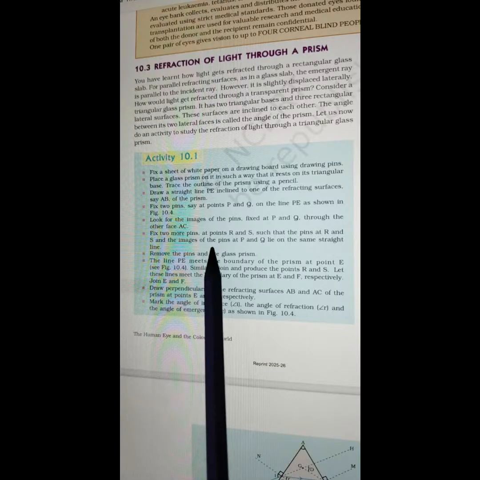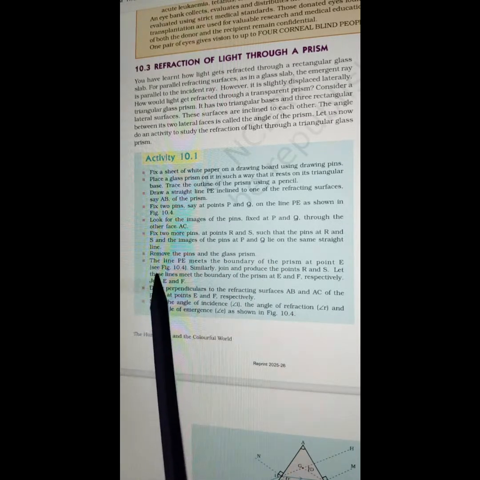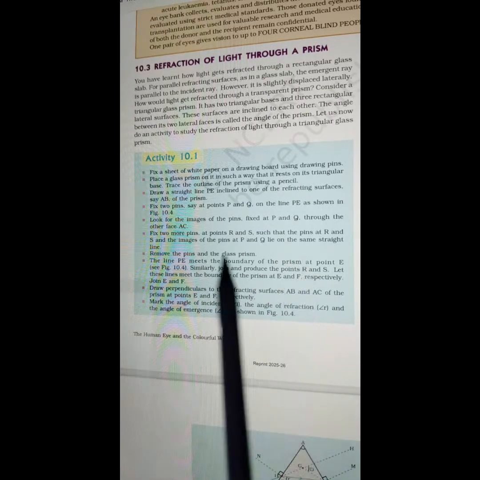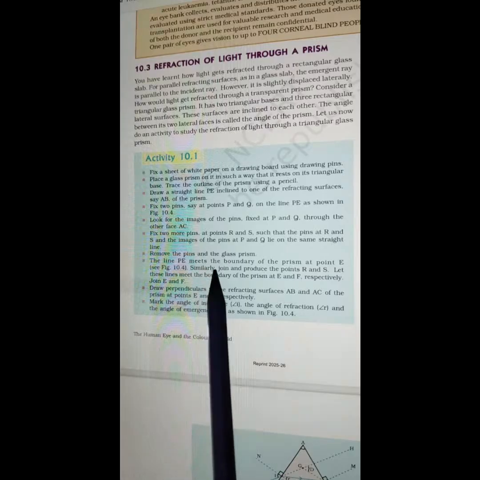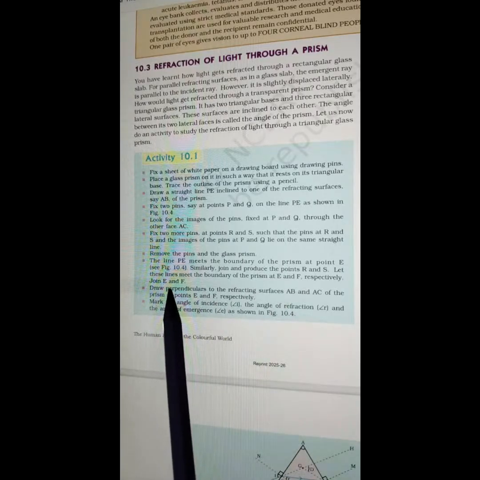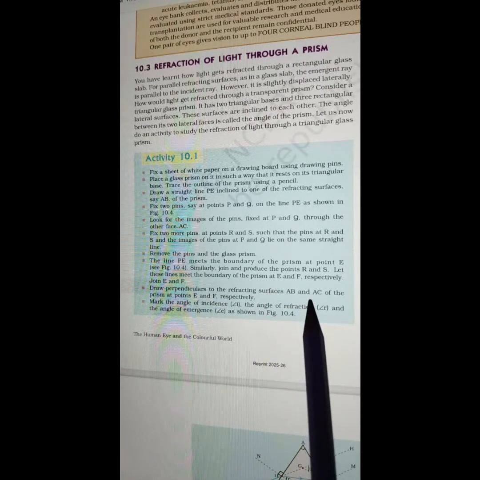Fix two more pins at points R and S such that the pins at R and S and the images of the pins P and Q lie on the same straight line. Remove the pins and the glass prism. The line PE meets the boundary of the prism at point E. See figure 10.4. Similarly, join and produce the points R and S. Let these lines meet the boundary of the prism at E and F respectively.